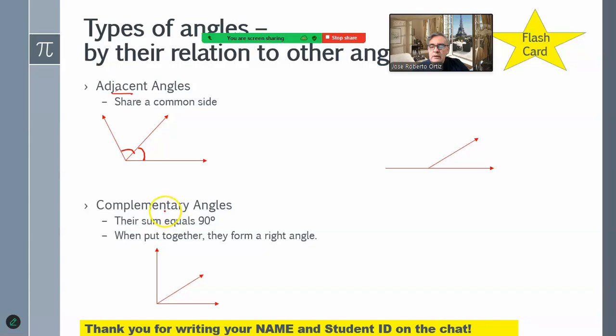Complementary angles are angles whose measurements add up to 90 degrees. So if they say two complementary angles, you know that adding the two together will equal 90. They complement each other to form 90 degrees. Let's just say this is 50 degrees, then this other side should be 40 degrees because together they add up to 90.